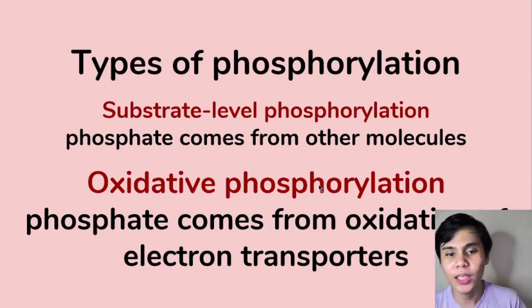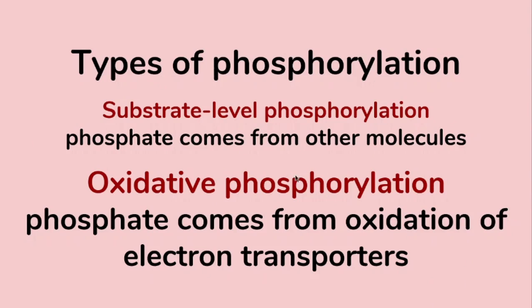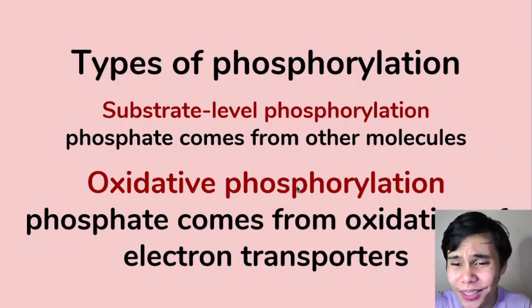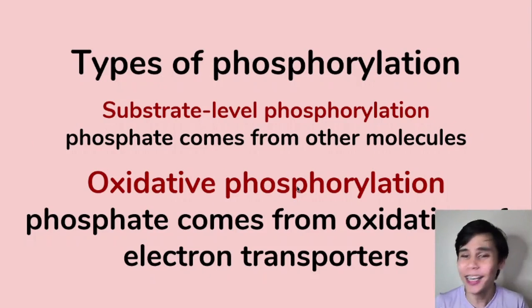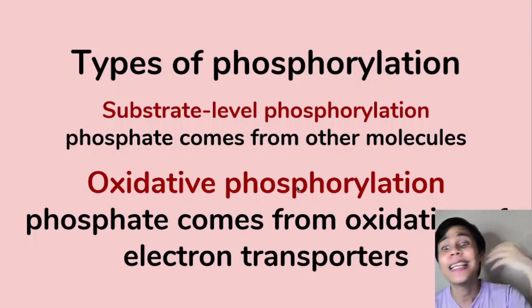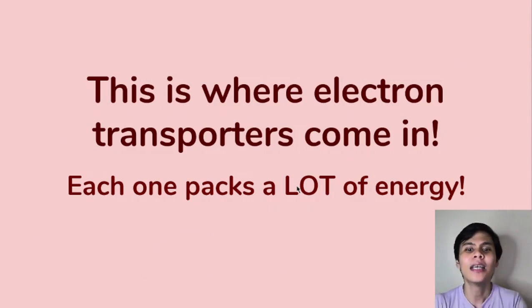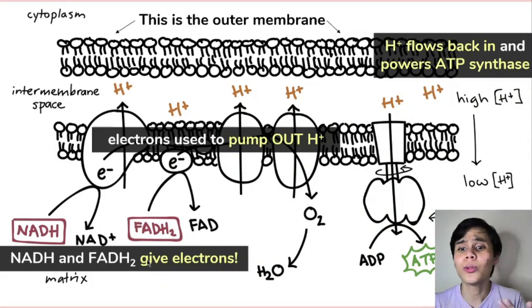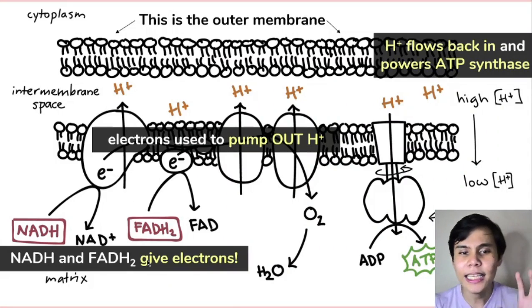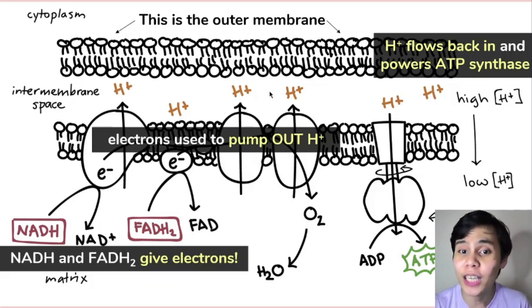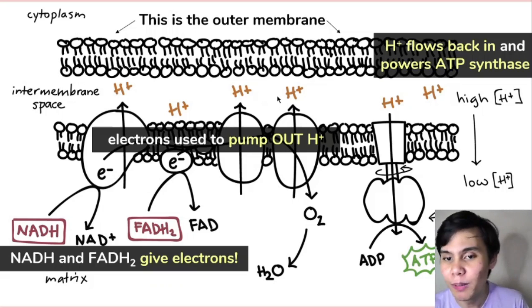The type of phosphorylation here is what we discussed earlier, oxidative phosphorylation, because it comes from oxidizing, or taking electrons from, the electron transporters. All right? So high energy excited electrons from the electron transporters give their energy to make ATP. Again, we have NADH and FADH2. These are your two types of electron transporters, and they give high energy electrons to the transport chain, which uses that energy to pump hydrogen ions into the intermembrane space.